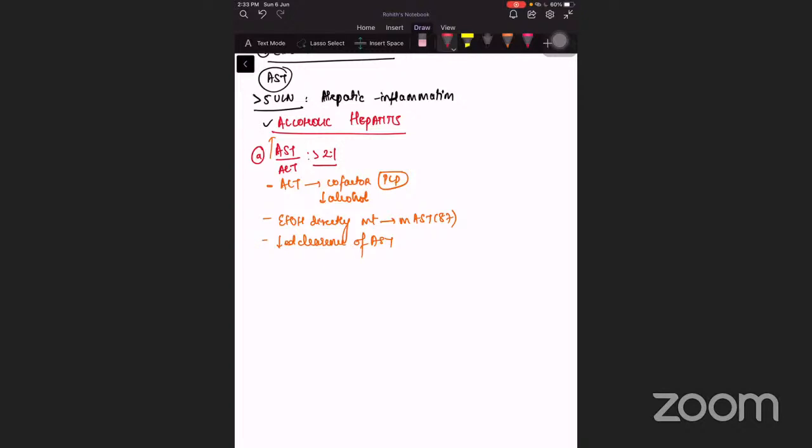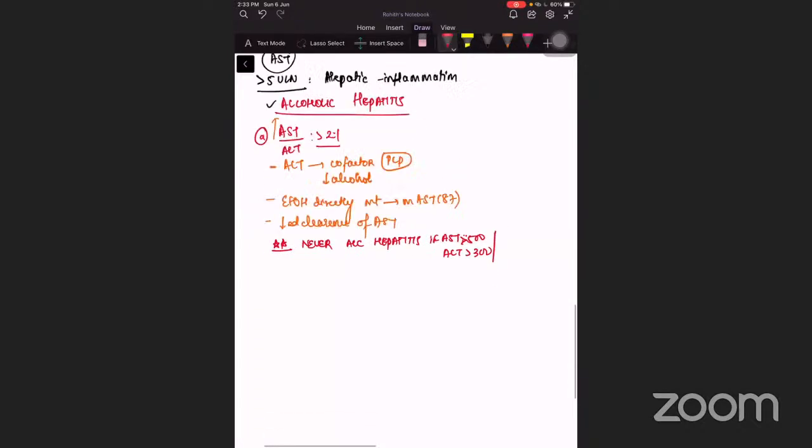But most important is, you should never diagnose alcoholic hepatitis if the AST is greater than 500 or the ALT is greater than 300. The reason is that there are multiple reasons for this as well. We'll not go into all of the reasons, but the proposed mechanism is ethanol is going to get converted into acetaldehyde.